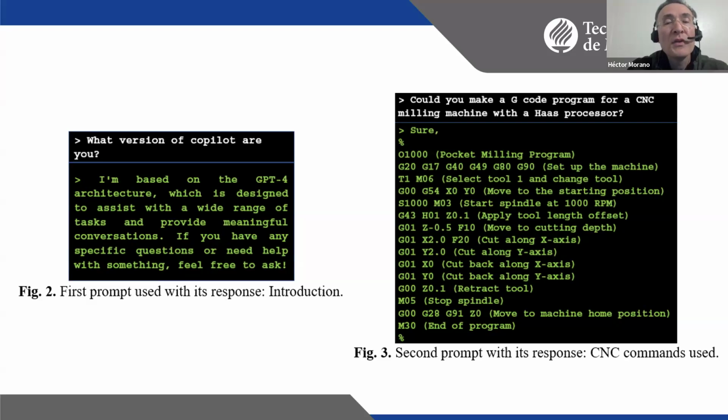Figure 3 shows the second prompt used to determine if the LLM could generate CNC code for machining. Only the generated program is included. As can be seen, the LLM identified the Fanuc controller and showed an example of the command it could use.